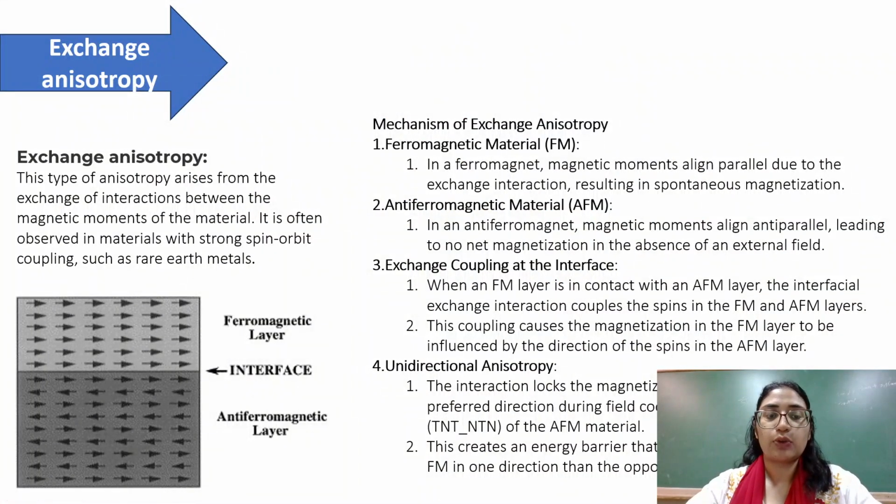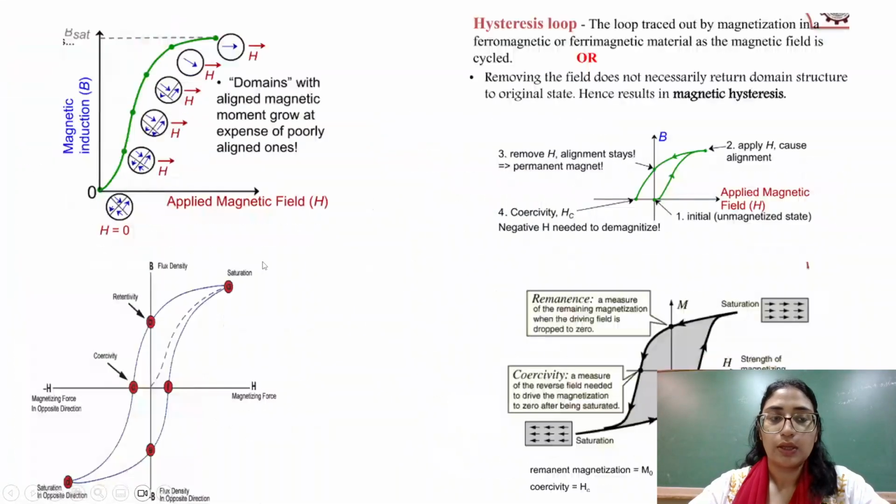The exchange anisotropy, in which a ferromagnetic layer and an antiferromagnetic layer align themselves to create an interface between them. As we see, in the ferromagnetic layer all of the magnetic moments align parallel, and in the antiferromagnetic layer they are antiparallel, as you can see. So when they join, they create an interface, and the coupling of this will create the anisotropy, and that will affect your material performance also.